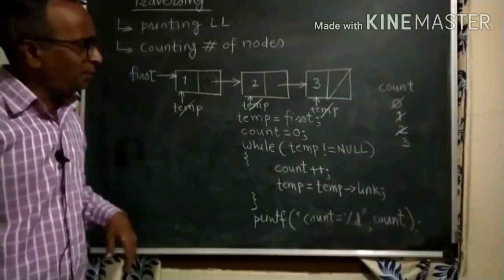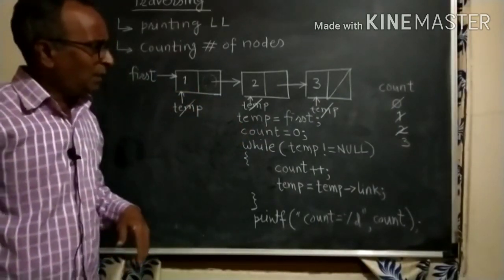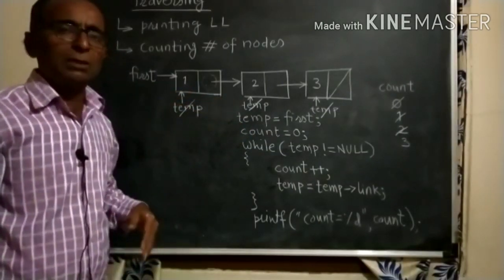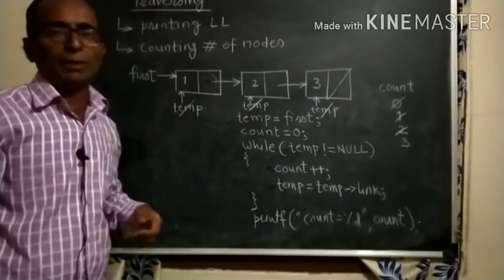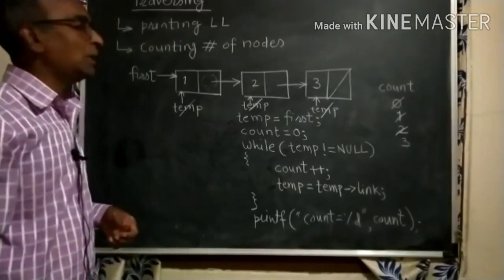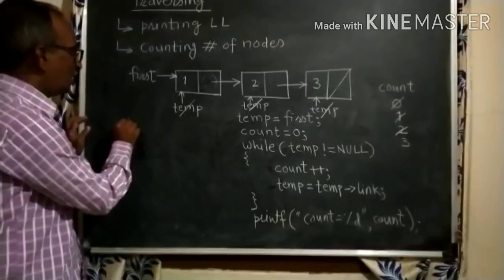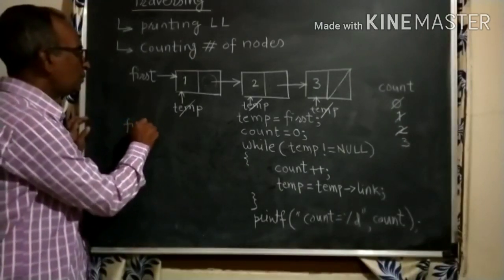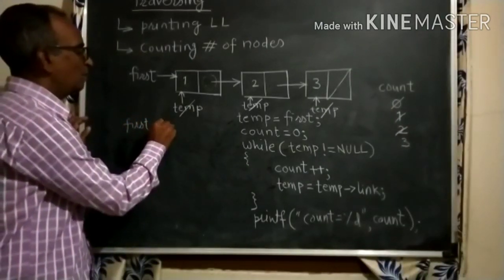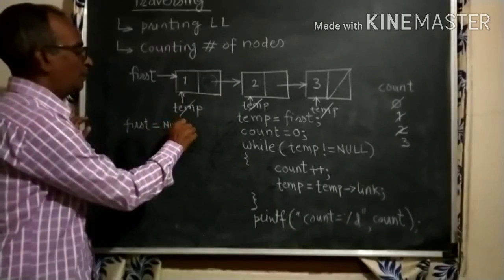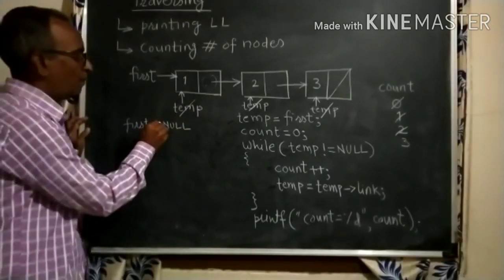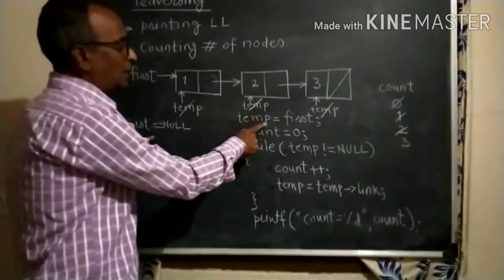Assume that whether this logic works when linked list is empty. What is condition for linked list empty? First will be null. First will have null value. So in this case, what will happen?